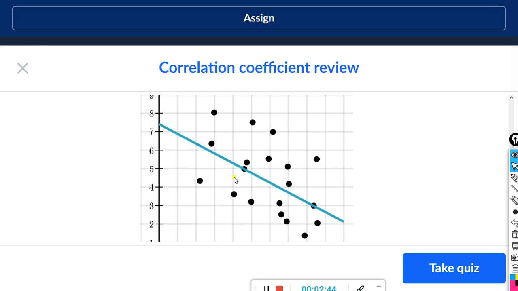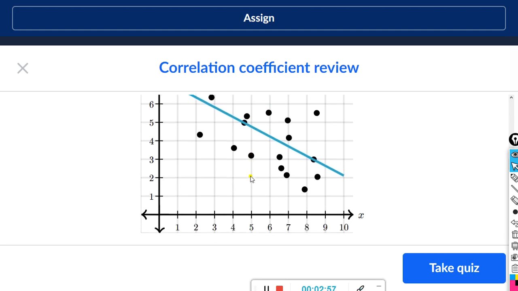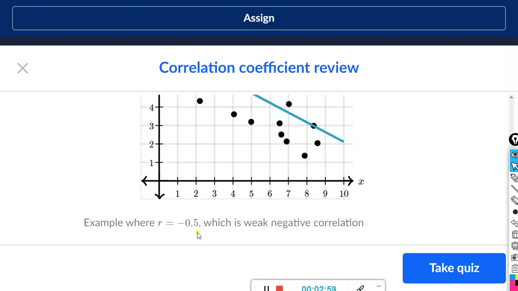And then finally, here's one that's negative. But notice the dots are spread out. They're not all on the line. So it's not going to be R equals -1. It's going to be negative, but not close to -1. And here it says it's -0.5, which is weak negative correlation.